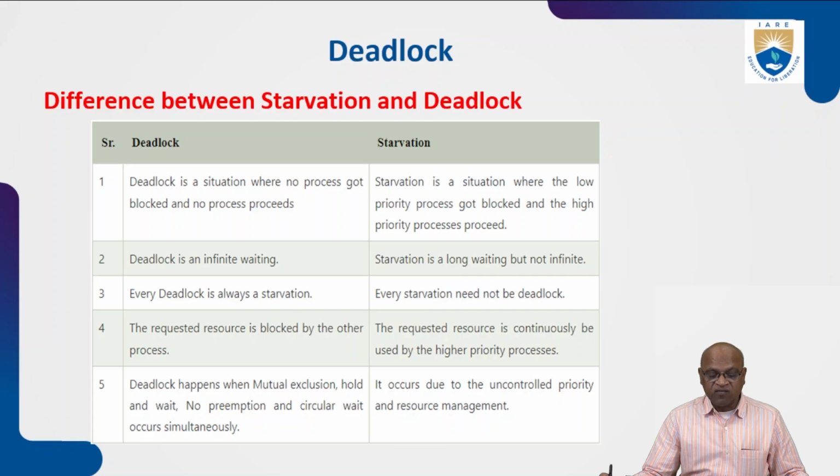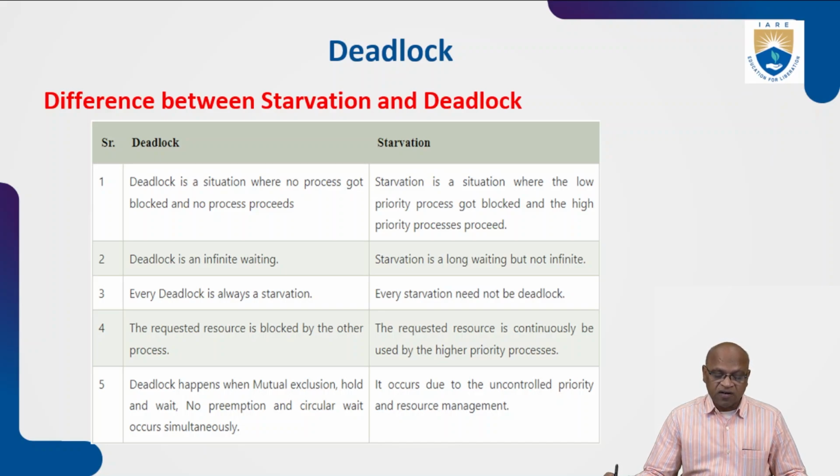Deadlock is infinite waiting, because no process is releasing its held resource. It is always infinite. Starvation is long waiting, but not infinite. As soon as the high priority process releases its resource, the low priority process will take it and execute.